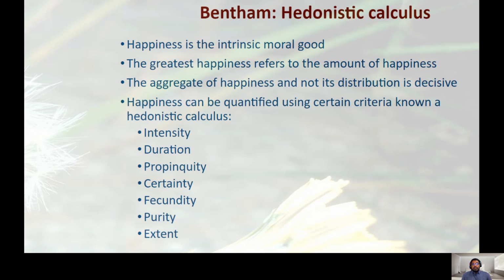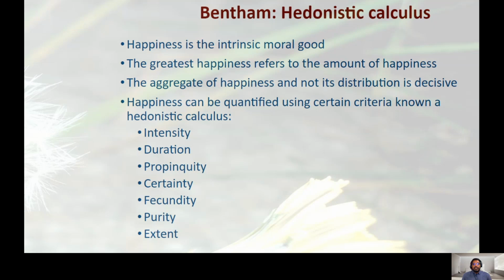Now he comes up with some criteria as to how we can measure happiness. He gives 7 criteria. The first criterion is intensity. How intense, how profound this happiness is. So it is not some kind of shallow, superficial happiness, but something very profound, very intense. The second criterion is the duration. So it is not a happiness that is lived for a moment, for a short duration, but something that is lived for lifelong.